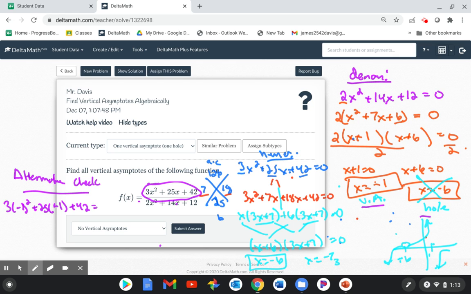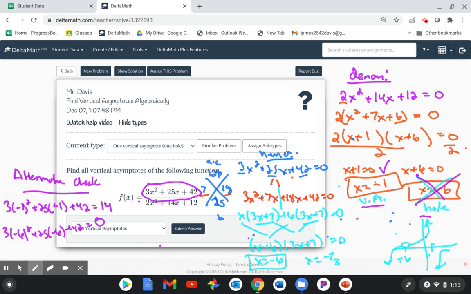You do not get a 0. I don't know what you get, but you don't get 0. It looks like you get negative 3, negative 28. So that would be, I think, positive 14. Since positive 14 is not 0, then that means this one's good. If you plug in negative 6, 3 times negative 6 squared plus 25 times negative 6 plus 42, you evaluate that, you're going to end up getting 0. So since you get 0 when you plug in negative 6, that's a no-go. That means it's a hole, which is probably significantly easier than actually factoring the top.